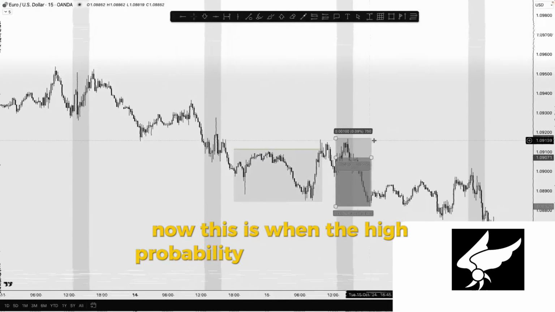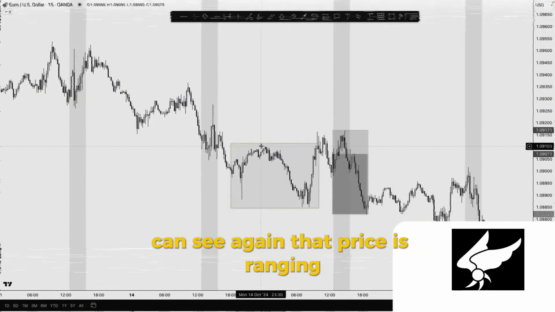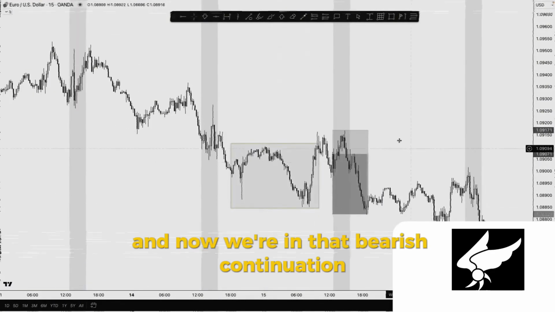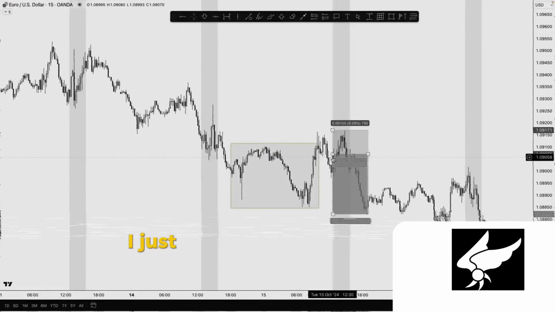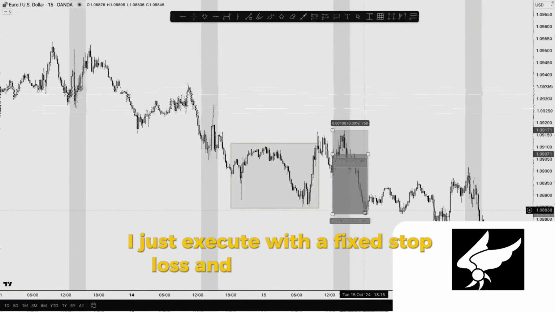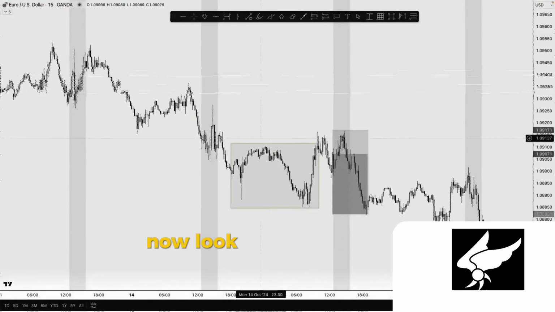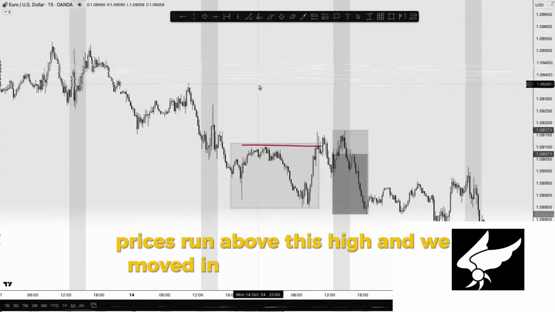Now, this is when the high probability trade opportunity came in again. We can see again that price is ranging. We've run above that high of the range, and now we're in that bearish continuation. So again, right at the session open here at 12:30, like I said, I just execute with a fixed stop loss and a fixed take profit, and I know exactly how I'm going to execute the trade. Now, look at this setup that happened here, right? Price has run above this high, and we've moved in the opposite direction.